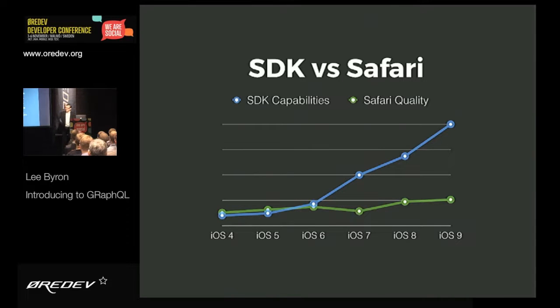But it became more clear as incremental versions of iOS came out that the amount of attention that they were putting on their web browser was not nearly as much as the attention they were putting on new features, new SDKs, performance for their native apps.